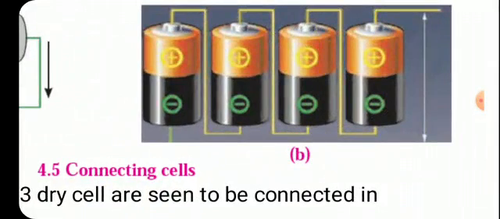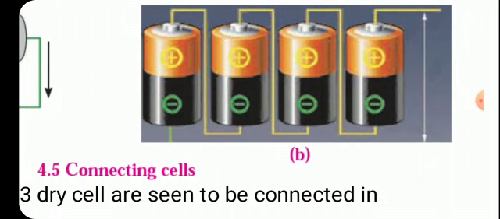So, in this diagram, 4 cells are connected in series and such a combination is called as battery. Battery is connected in the circuit so as to get higher potential difference, which in turn gives higher current. In this series combination, the positive terminal of one cell is connected to the negative terminal of second cell and the positive terminal of second cell is connected to the negative terminal of third one.